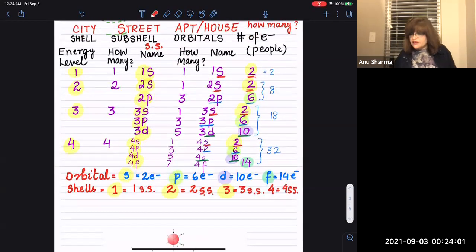Then the relationship between, so another thing is something common. The subshell and the orbital names are the same. So 1s subshell and 1s orbitals, 2s subshell, 2s orbitals, 2p subshell, 2p orbital, 3s subshell, 3p, 3d relate to these. 4s, 4p, 4d relate to the subshells, and the subshells and the orbitals, their names are the same.